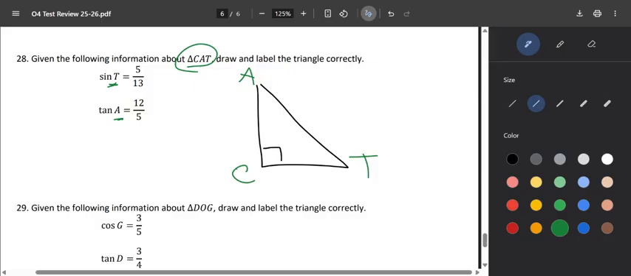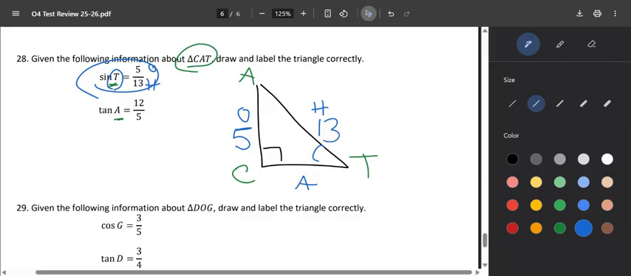Then we're going to decide, do we want to start with sine or tangent? Doesn't matter. I'm going to go with sine because it's listed first. So based on angle T, I'm going to label the hypotenuse, adjacent, and opposite. Okay, so sine is opposite over hypotenuse. So that means this is 5, the hypotenuse is 13.